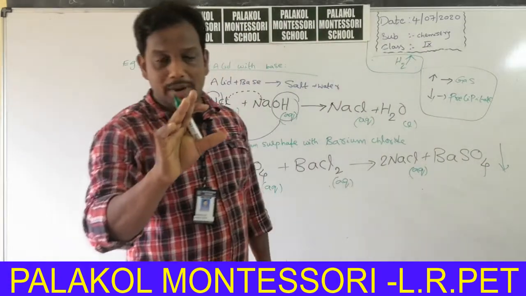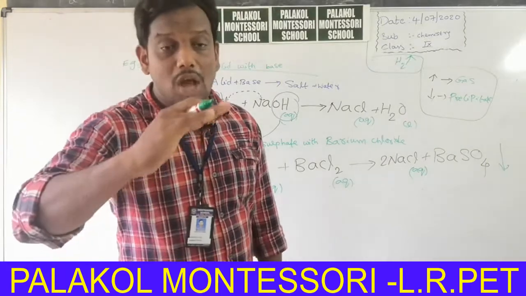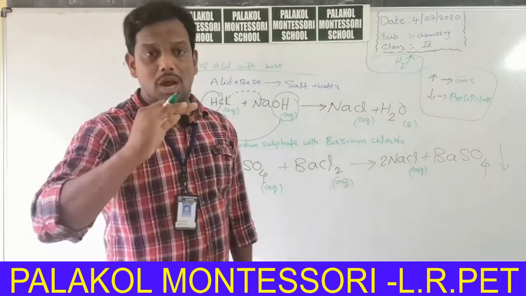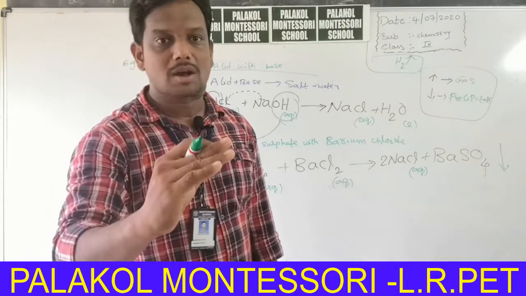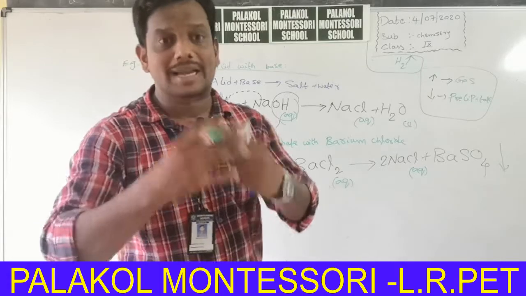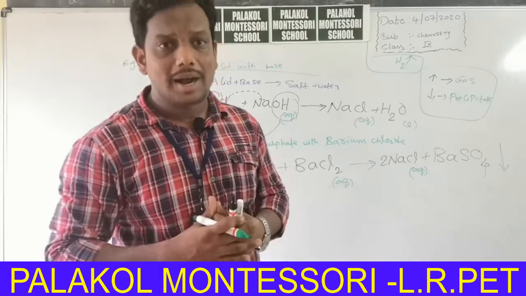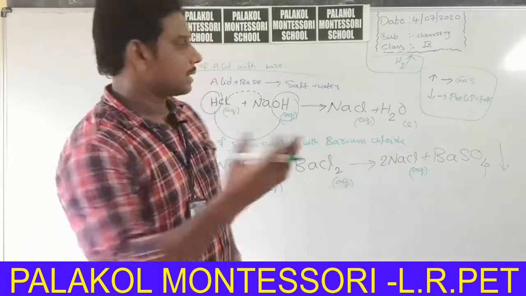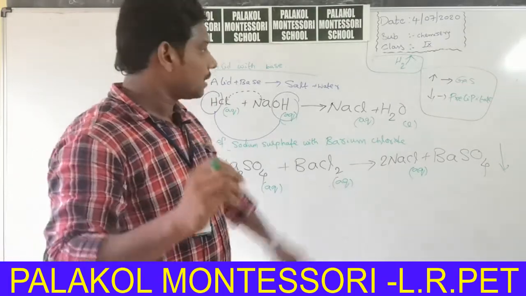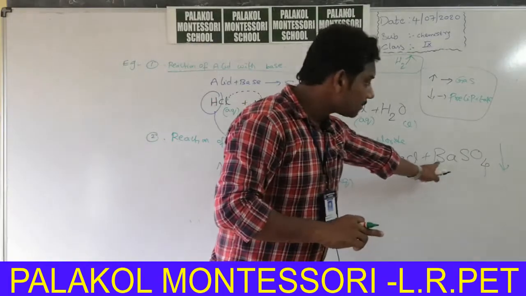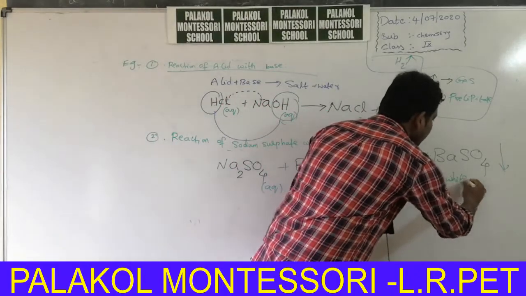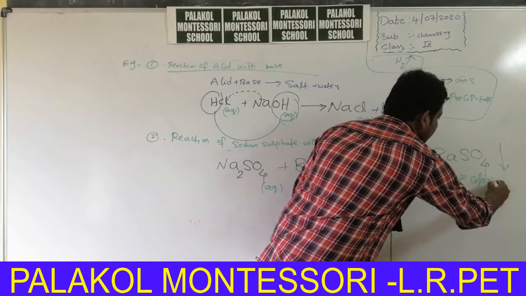What is the definition of precipitate? An insoluble substance present in water is called precipitate. That means it does not dissolve in water. It appears as white color curd, or different colors are also there. But here barium sulfate is a white color precipitate.